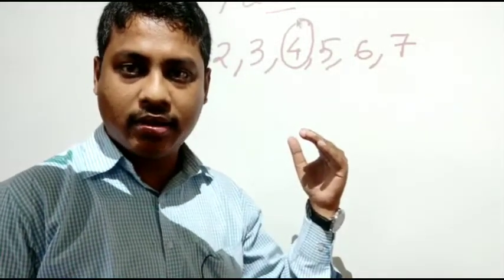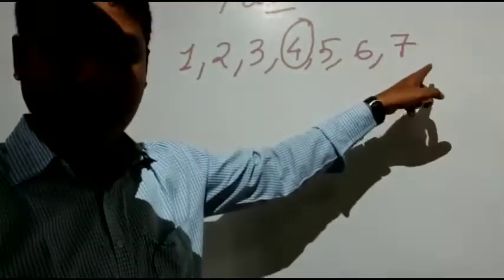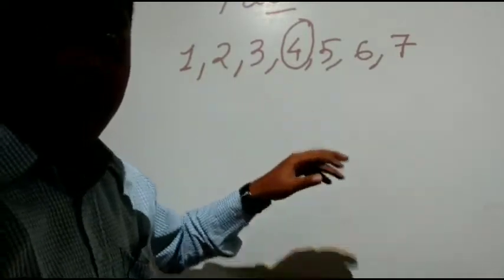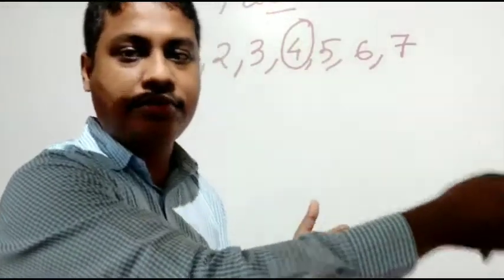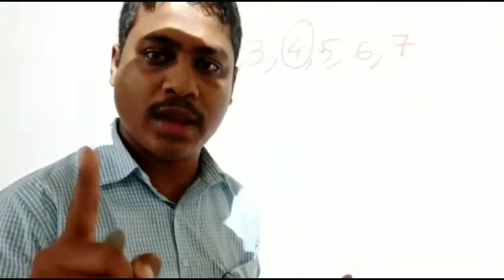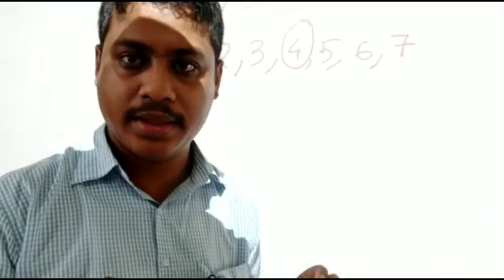Check how many numbers are ahead of 4: 1, 2, 3. Check how many numbers are below 4: 1, 2, 3. Okay, that means 3 on the right hand side, 3 on the left hand side. That means here your median will be 4. This is how we need to find out the median.